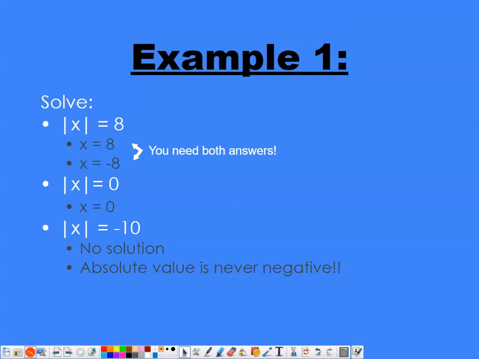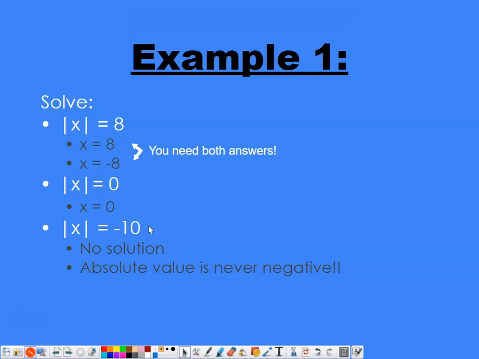The second case, we have the absolute value of x is equal to 0. We only have one answer there, right? The answer is x equals 0. We only have one answer because there's only one number that is 0 units away from 0, and that number is 0. Okay? And the last case that we have is the absolute value of x is equal to negative 10.